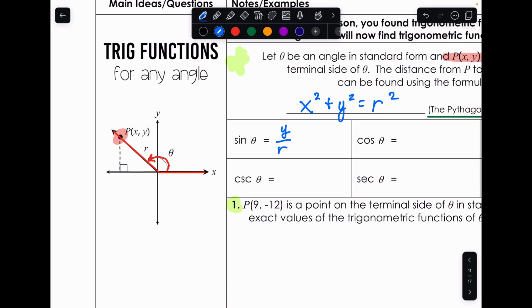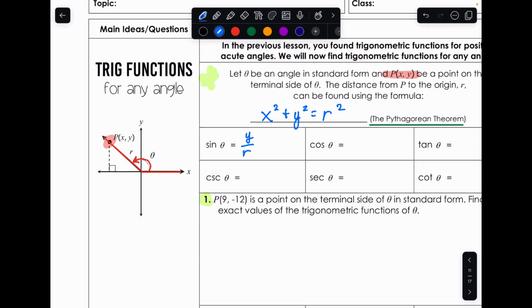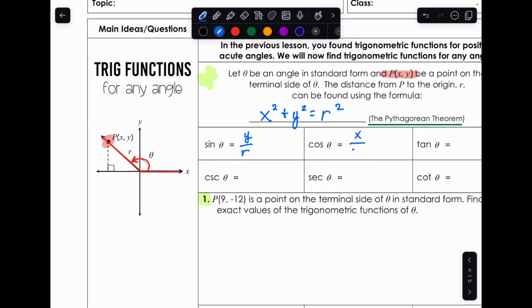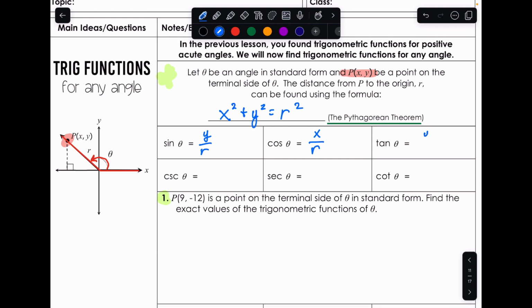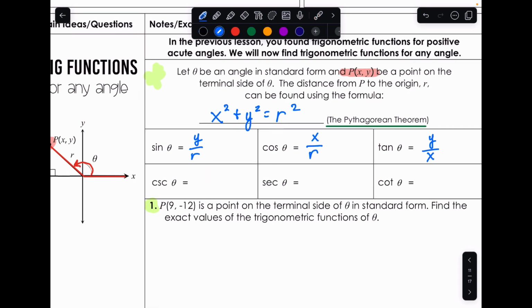The cosine is going to be x over r. Tan is going to be y over x. Your cosecant, secant, and cotangent are just going to be the reciprocals. So we're going to end up with r over y, r over x, and x over y.